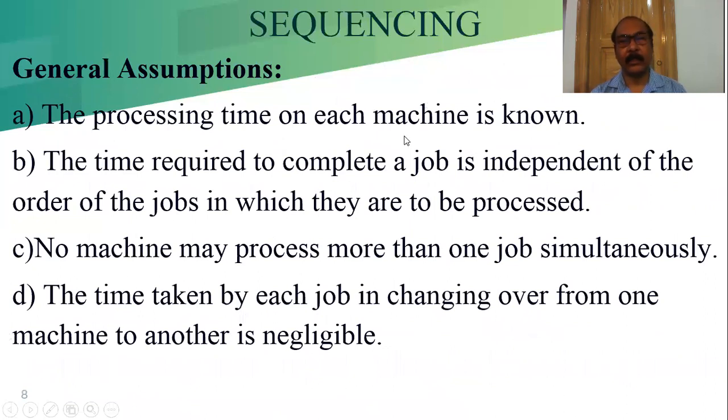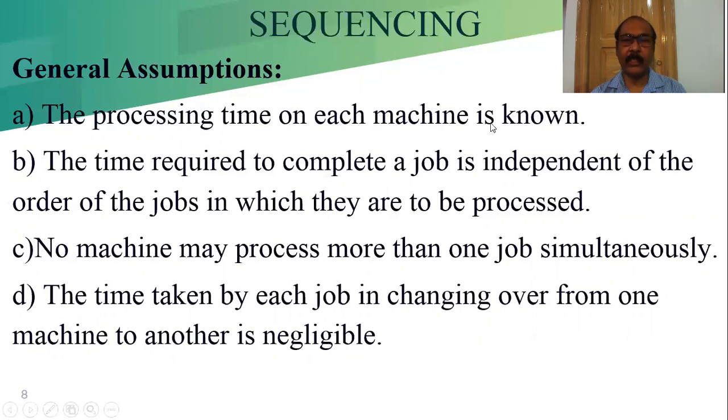So first we are considering some assumptions. That is known as the general assumption. The general assumptions are that in processing the jobs in a machine, we have to follow certain rules. That is the general assumption.